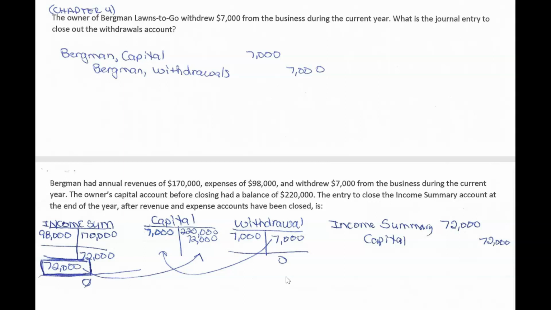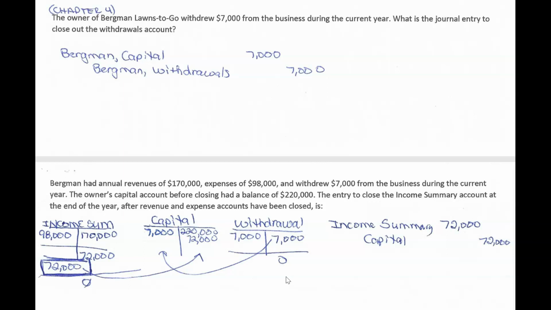Okay, Chapter 4 is all about closing out the books. We learned about the worksheet and how that aids in the preparation of the financial statements. We learned about the financial statements, and then we also learned the 4 closing entries. Closing the withdrawal account is the 3rd closing entry out of the 4.